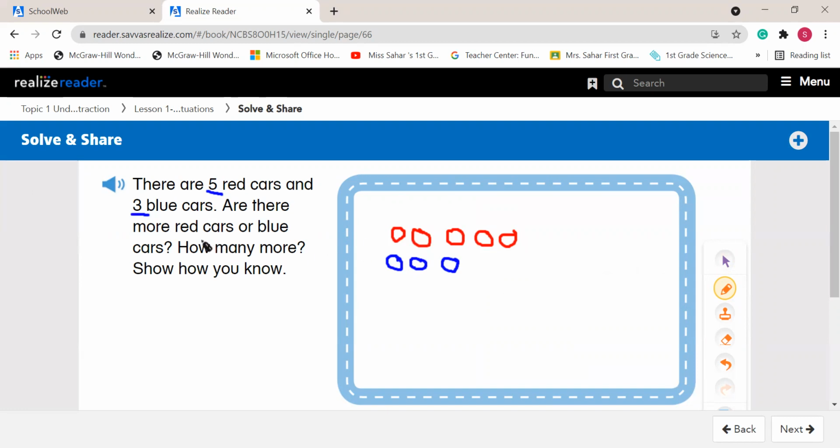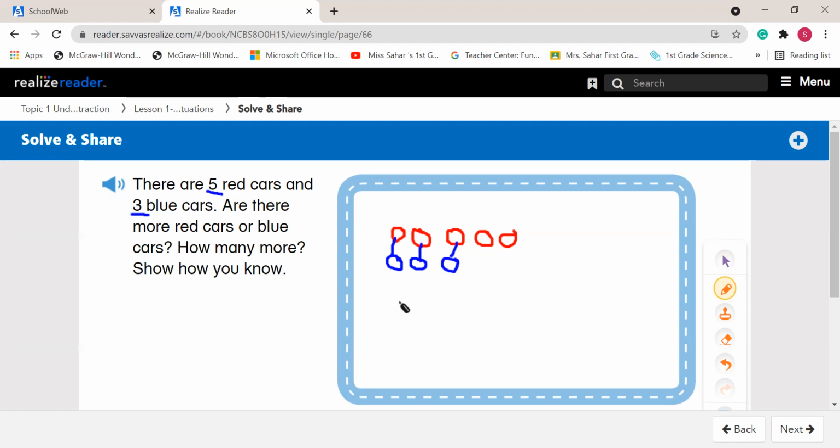So now the question is, how many more? Show how you know. The only way I can do it is to count how many red and how many blue, and I see how many more we have. So I can do it like that. This car has a partner, this car has a partner, this one has a partner. So there are 2 more red cars.